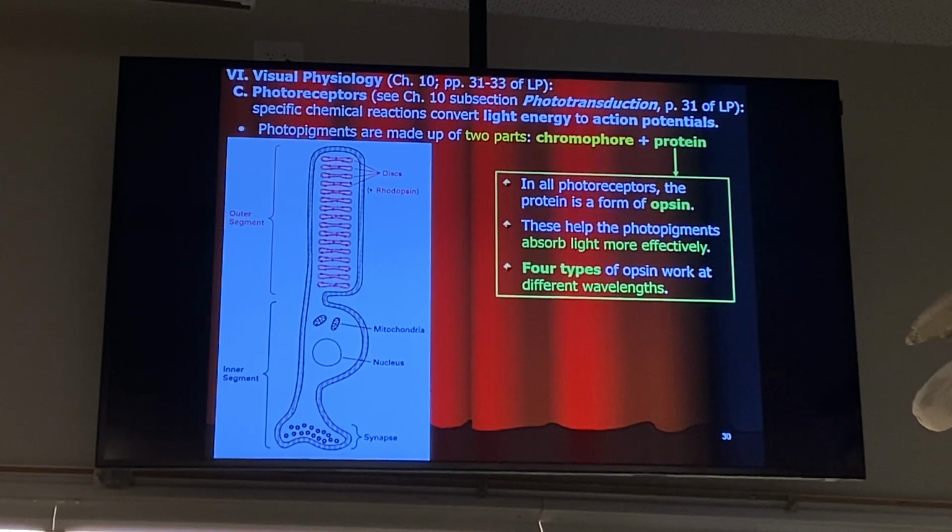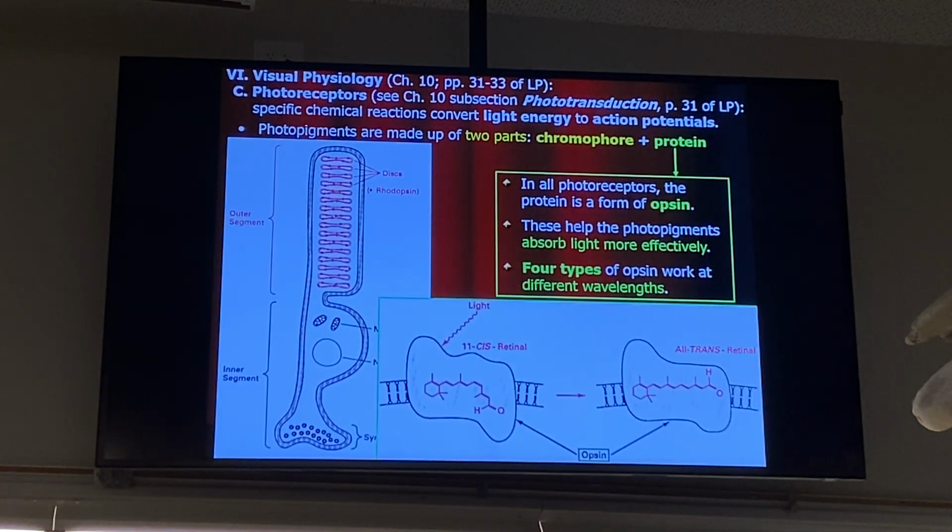It's one form of opsin, and there are 4 types of opsins. How do I know there are 4 types of opsins? Because we have rods and 3 types of cones. Red, green, and blue. The difference between those photoreceptors is the protein. Each protein absorbs slightly different wavelengths of light.